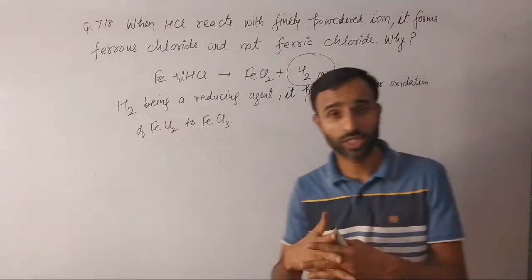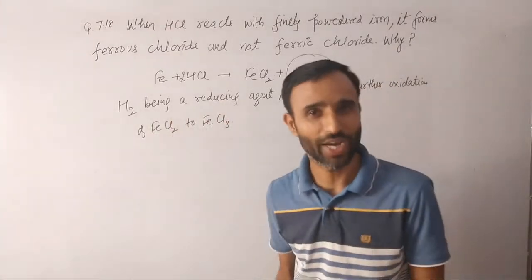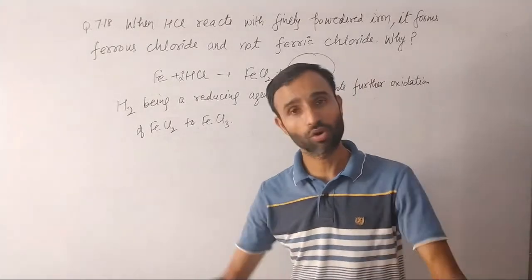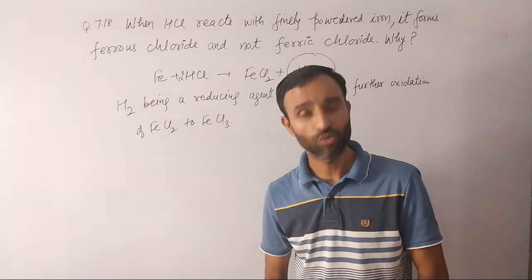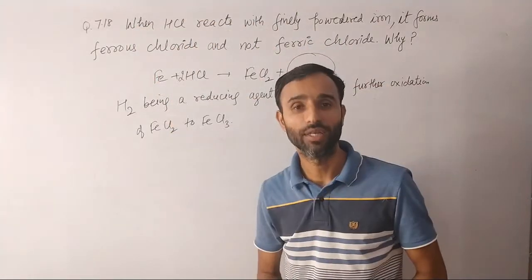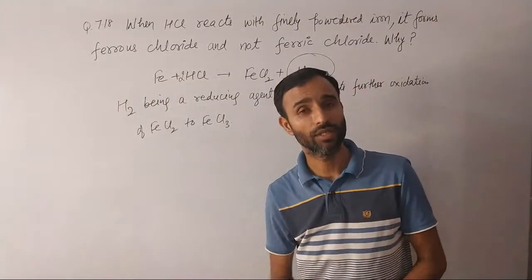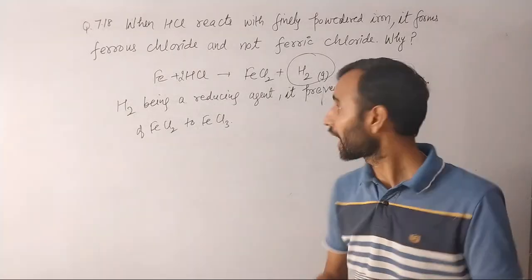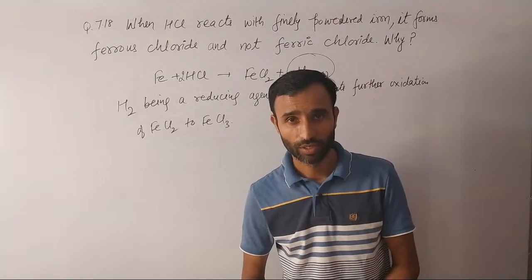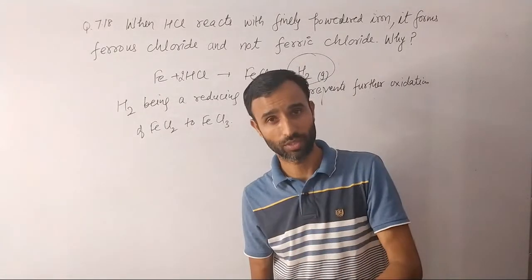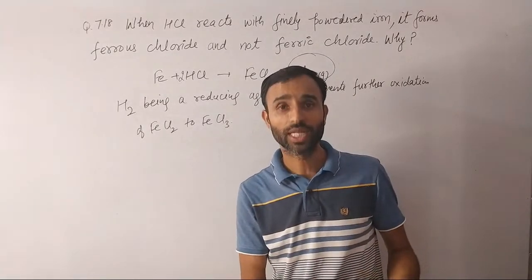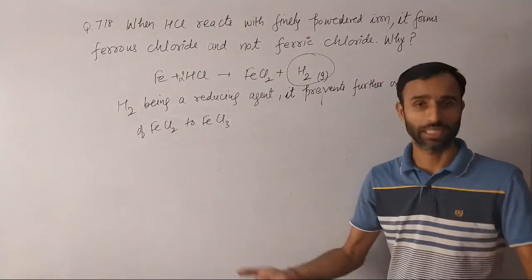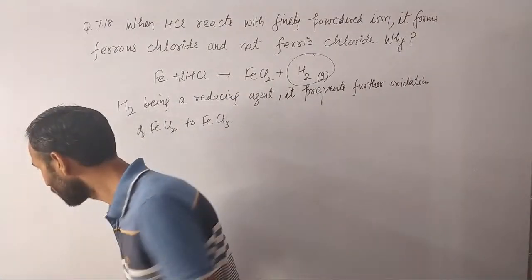If you know, when oxygen and moisture are there, there is corrosion of iron, so Fe2O3 we get, because there is oxygen, and you know oxygen is an oxidizing agent, so that can oxidize iron to +3. But here when HCl is reacting with iron, we get ferrous chloride along with hydrogen gas, and hydrogen gas is a reducing agent, so it has the ability to reduce rather than oxidize. That's why it prevents further oxidation of FeCl2 to FeCl3. That's it.